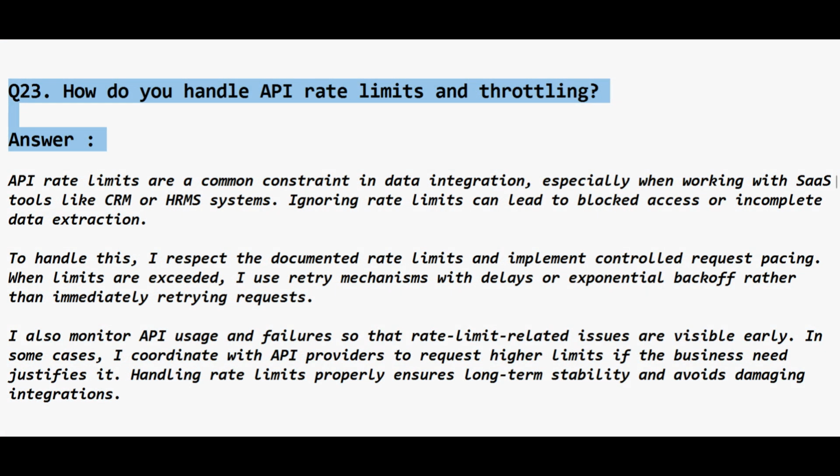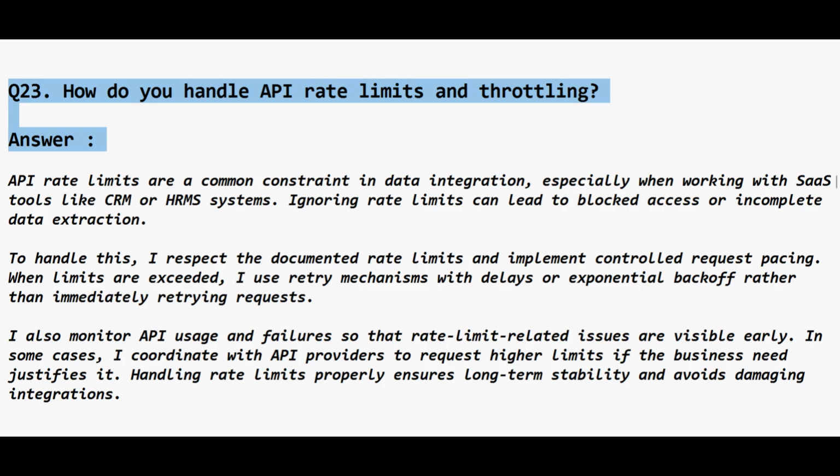Question 23. How do you handle API rate limits and throttling? Answer. API rate limits are a common constraint in data integration, especially when working with SaaS tools like CRM or HRMS systems. Ignoring rate limits can lead to blocked access or incomplete data extraction. To handle this, I respect the documented rate limits and implement controlled request pacing.